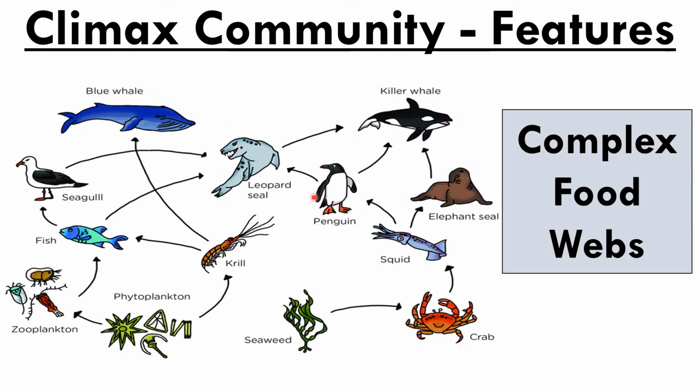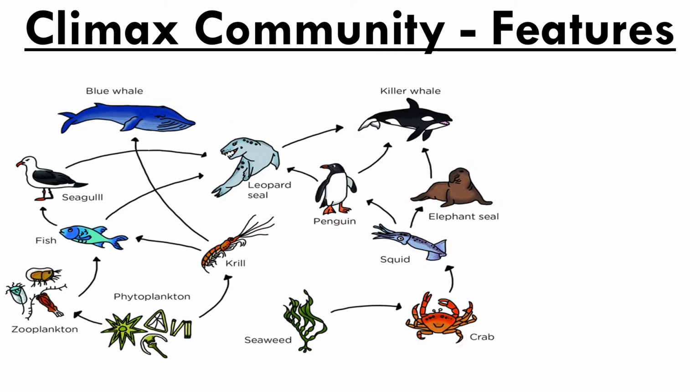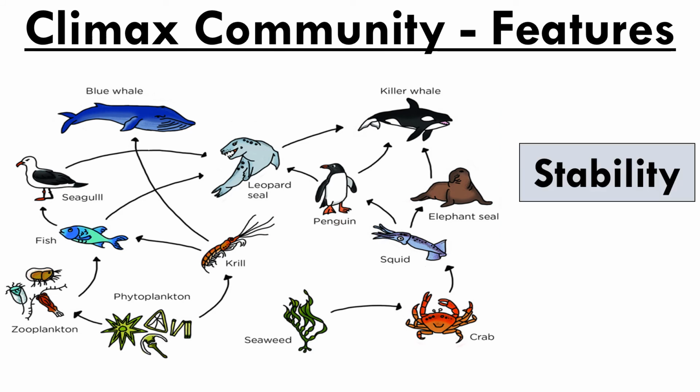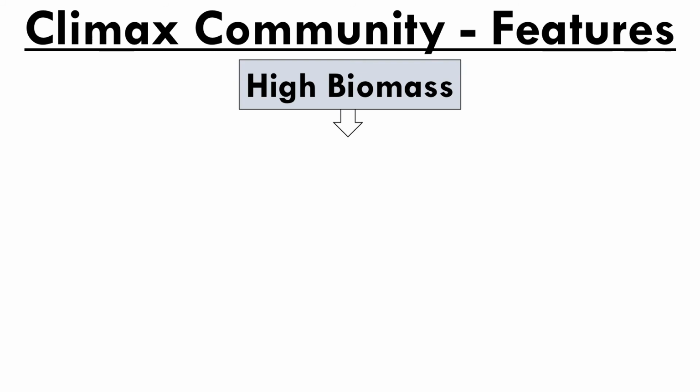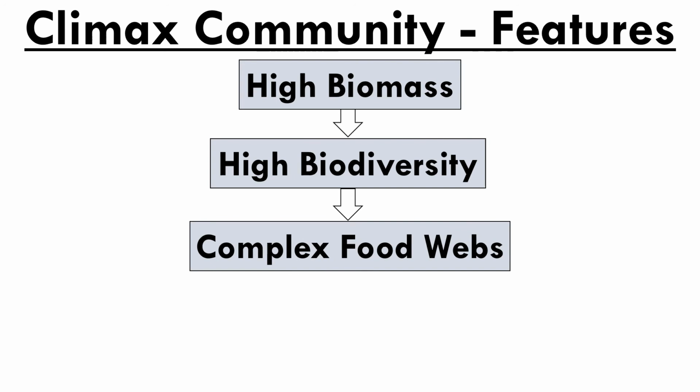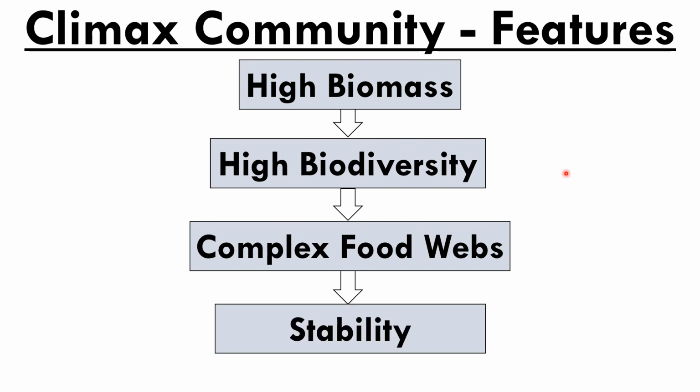And you have complex food webs. So the more living things there are, the more complex the food web is going to be. If you've got a complex food web, then that means the ecosystem is stable. Even if you were to lose one living thing out of it, if it's sufficiently complex, then the food web will be sustainable. So high biomass in climax communities leads to high biodiversity, which leads to complex food webs, which leads to stability. So 4 different features there of your climax communities.